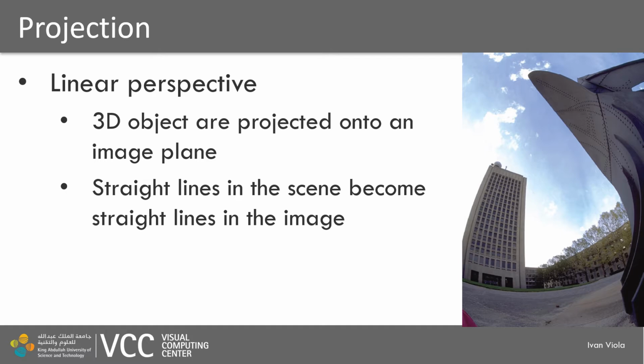What I mean is that if we have parallel lines in the scene, and these parallel lines are then projected onto the image, they might likely no longer be parallel, but they will still be straight.